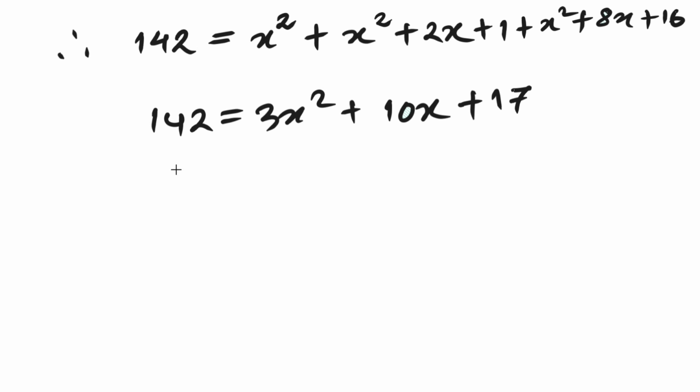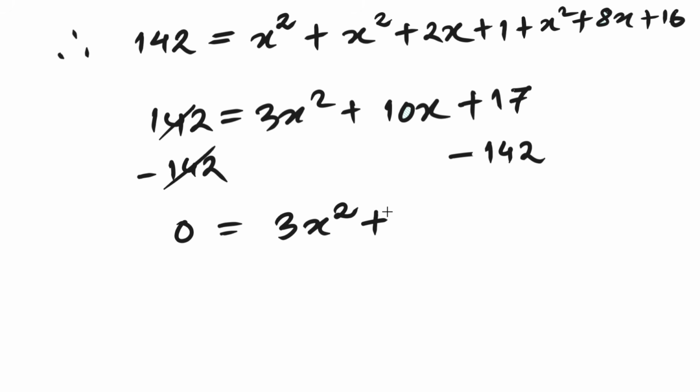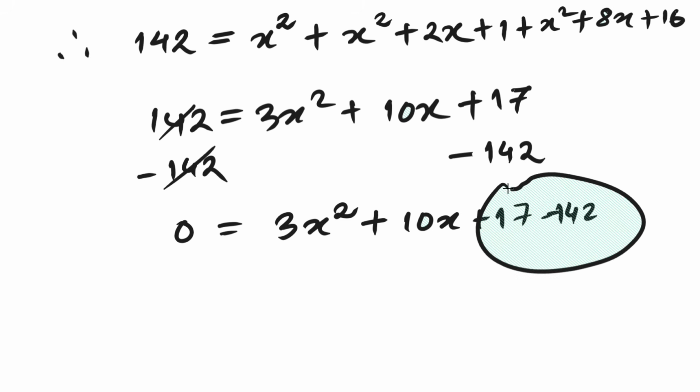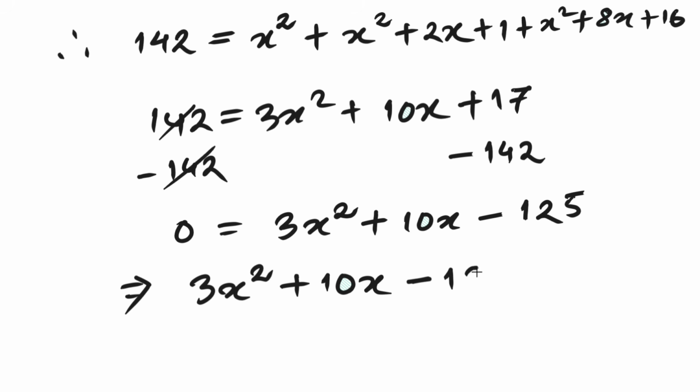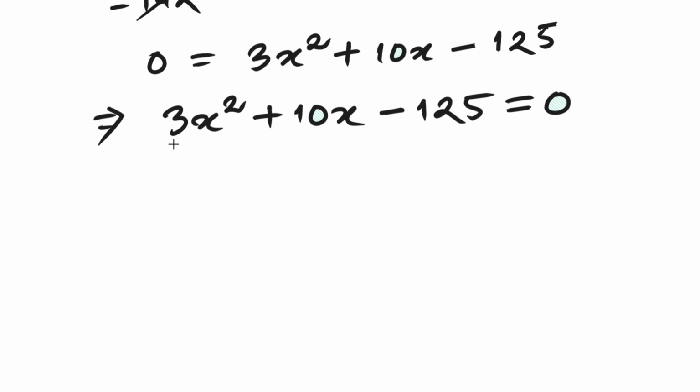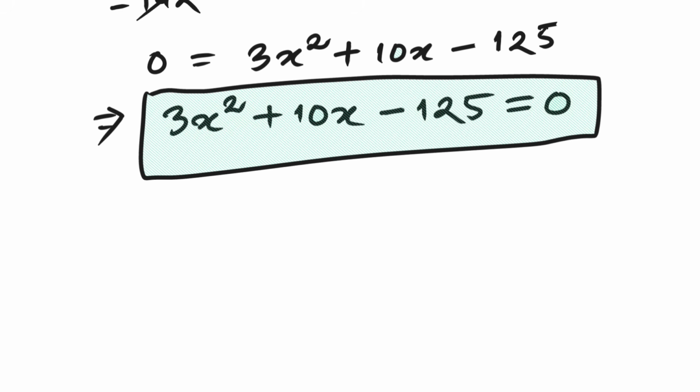Now we want to solve for x, so let's move everything to one side. Subtract 142 from both sides. This gives 0 equals 3x squared plus 10x plus 17 minus 142. 17 minus 142 is negative 125. So our quadratic equation is 3x squared plus 10x minus 125 equals 0. At this point, we have a standard quadratic equation, and we can solve it using the quadratic formula.